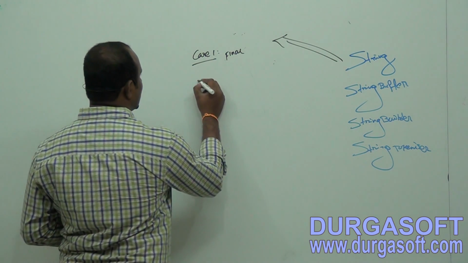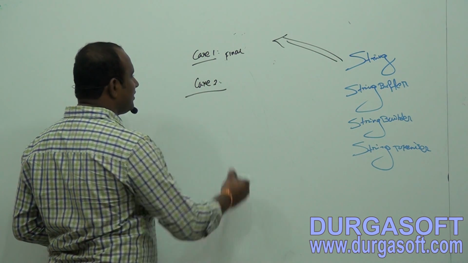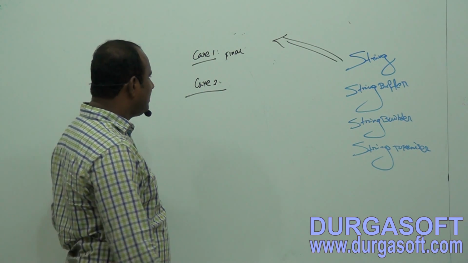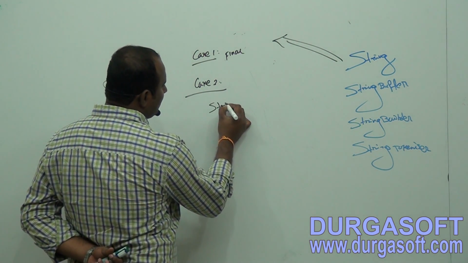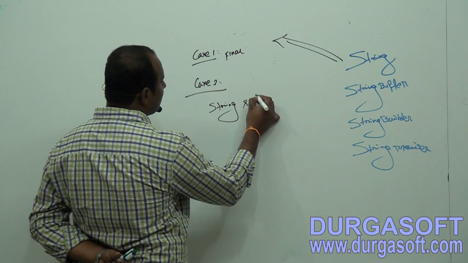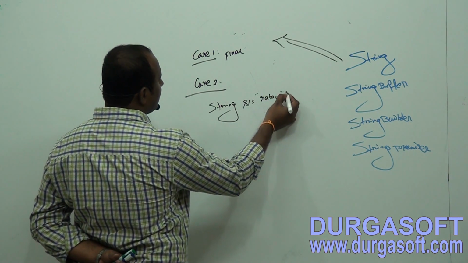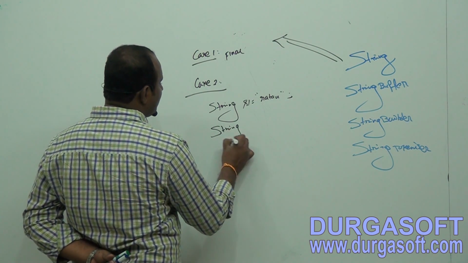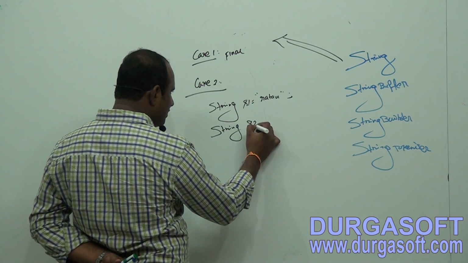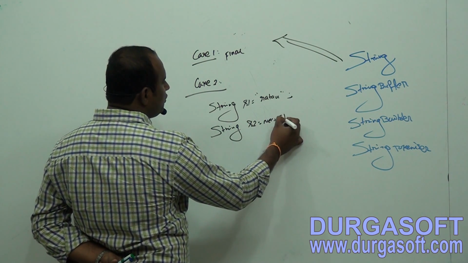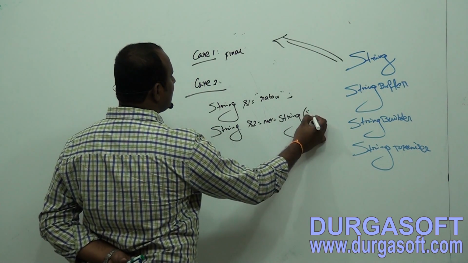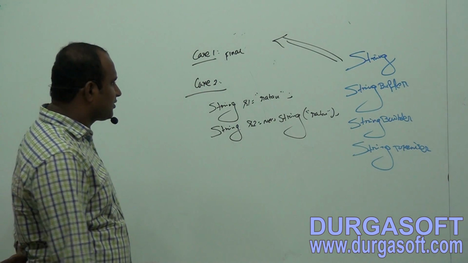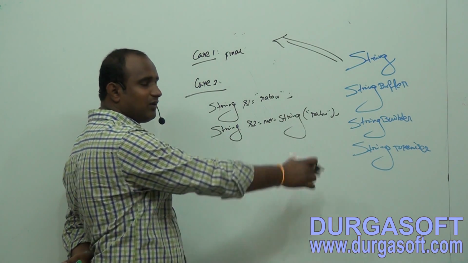Case number 2. The first case is very easy. Coming to the second case, it's an interview level, a very important interview question. What is the interview question here? String s1 equal to, within the double quotes, Ratan. And the second one: string s2 equal to new String of Ratan. It's a frequently asked question in interviews: string s1 equal Ratan, string s2 equal new String of Ratan.